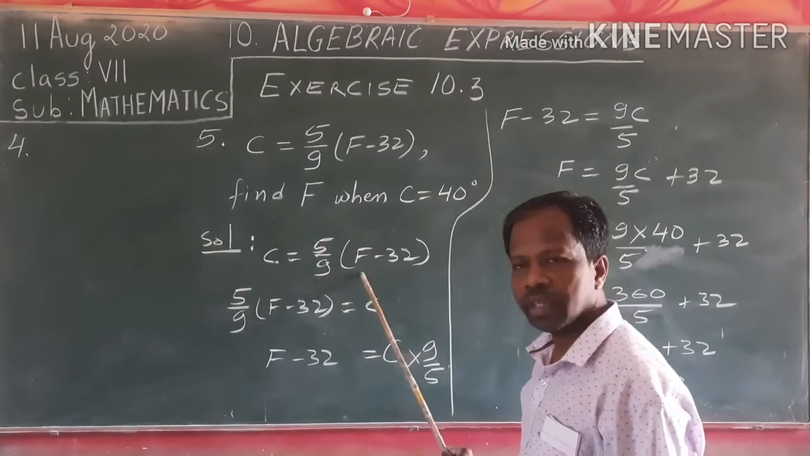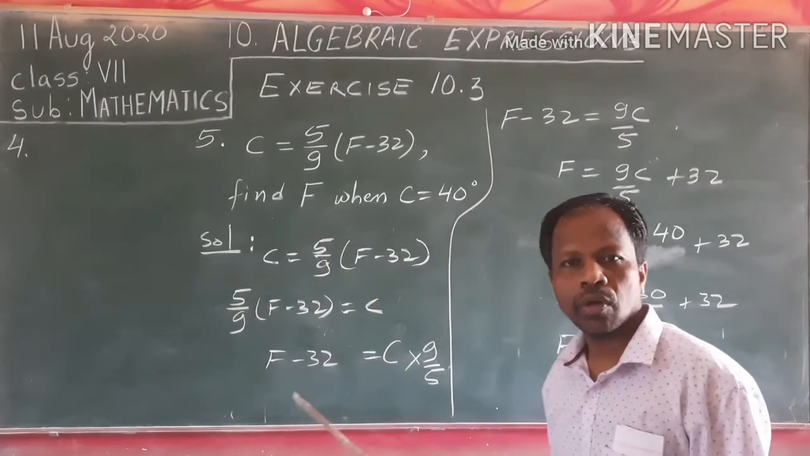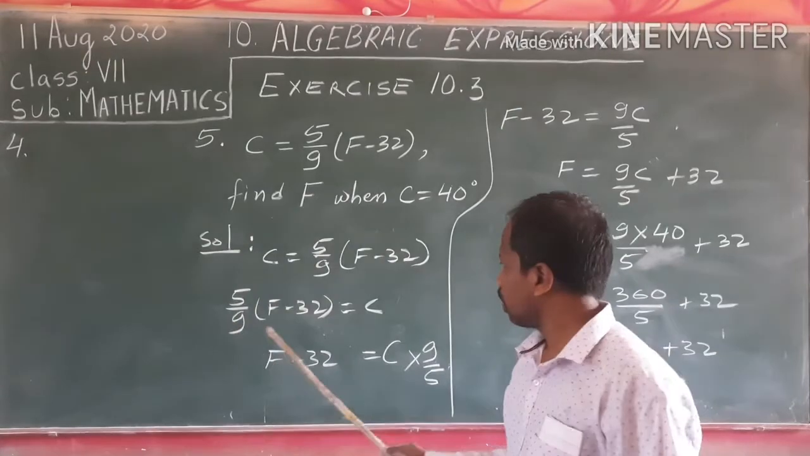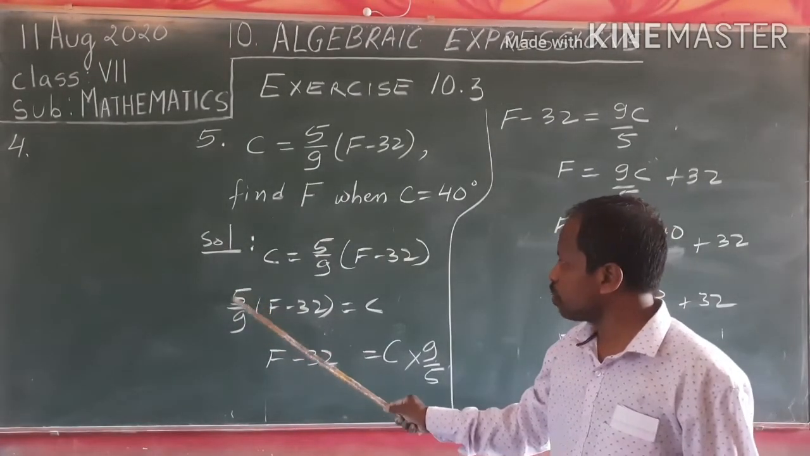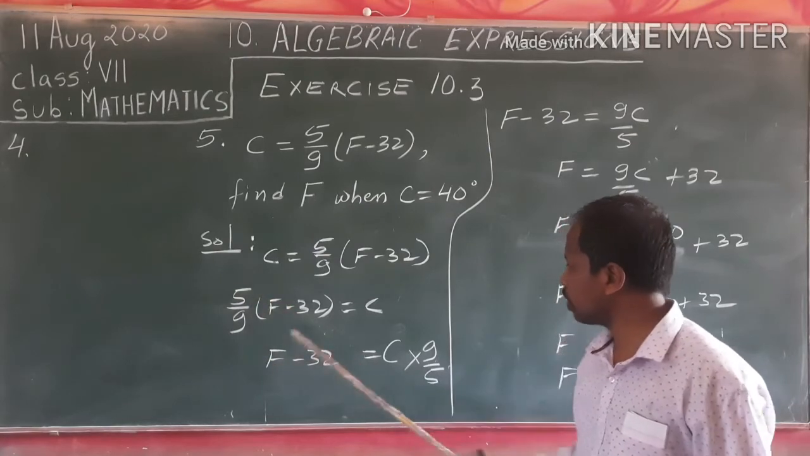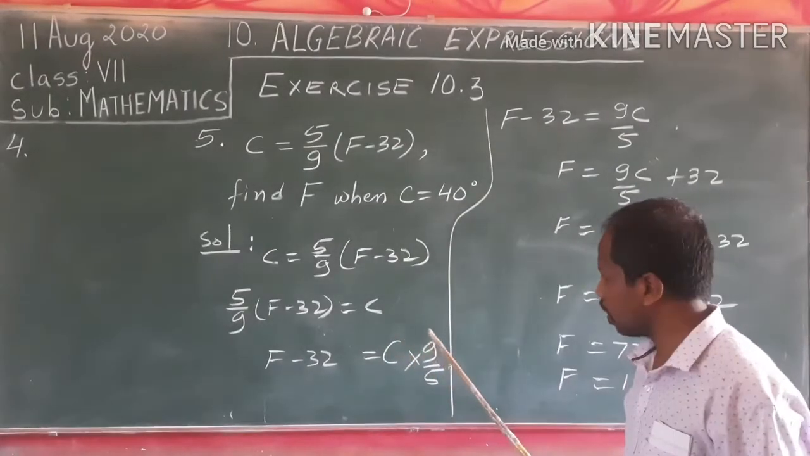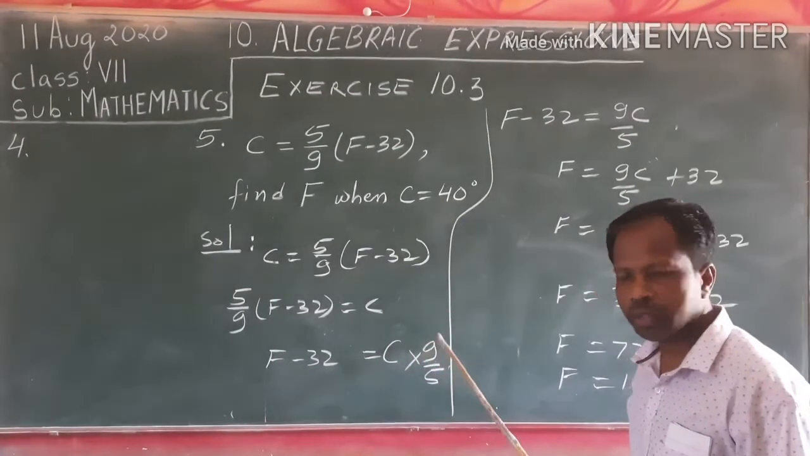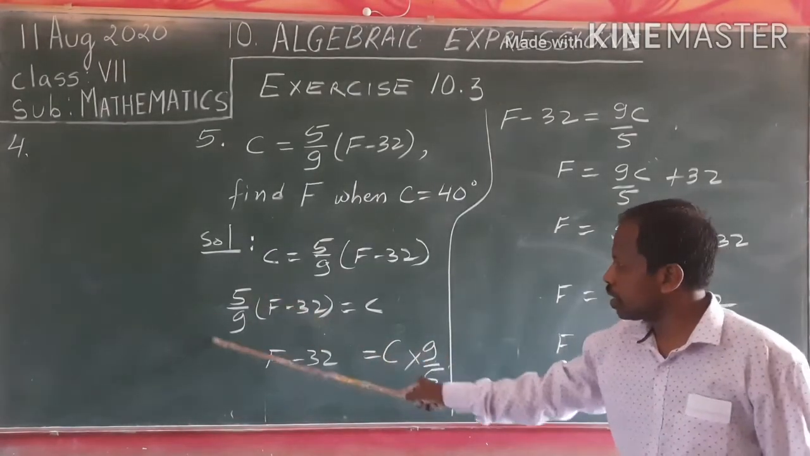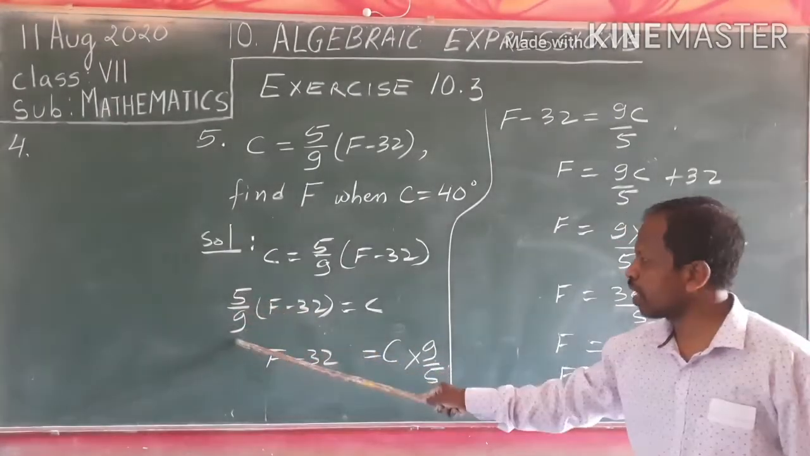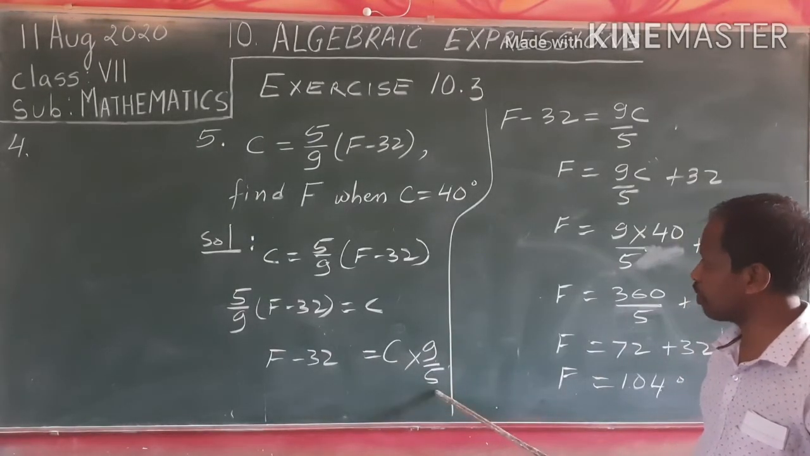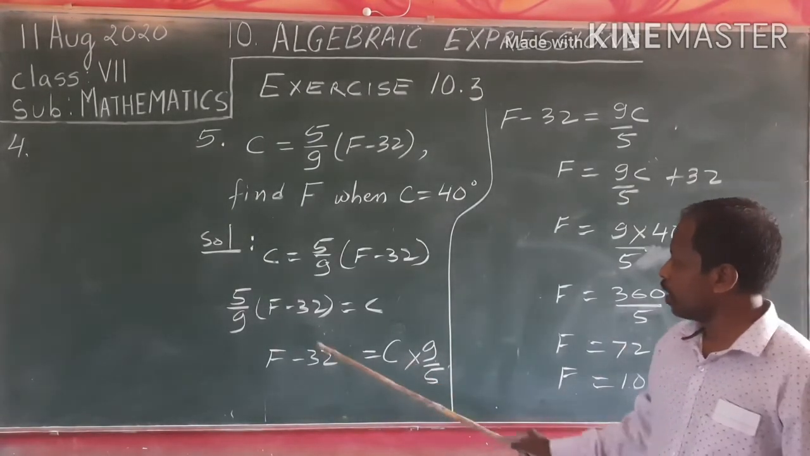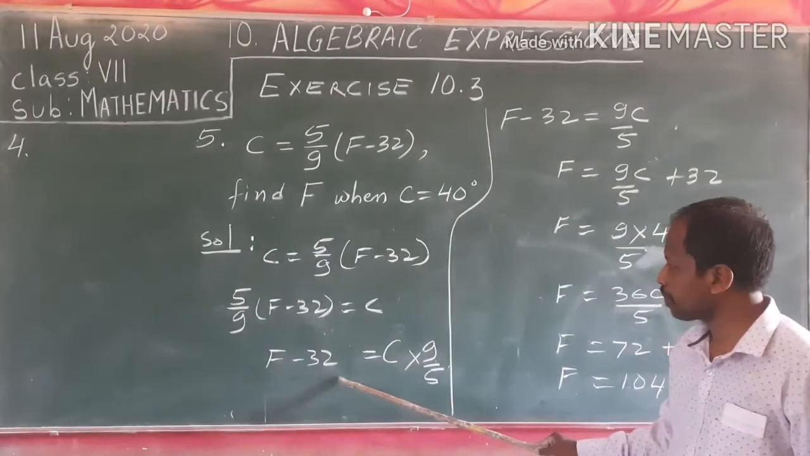Because you want f in the left hand side, so it is easy to transpose. Now taking this one, 5 and 9, over to the right side, that is transposing. This becomes the reciprocal. 5 upon 9 becomes what? 9 by 5. Now the bracket opens up here.